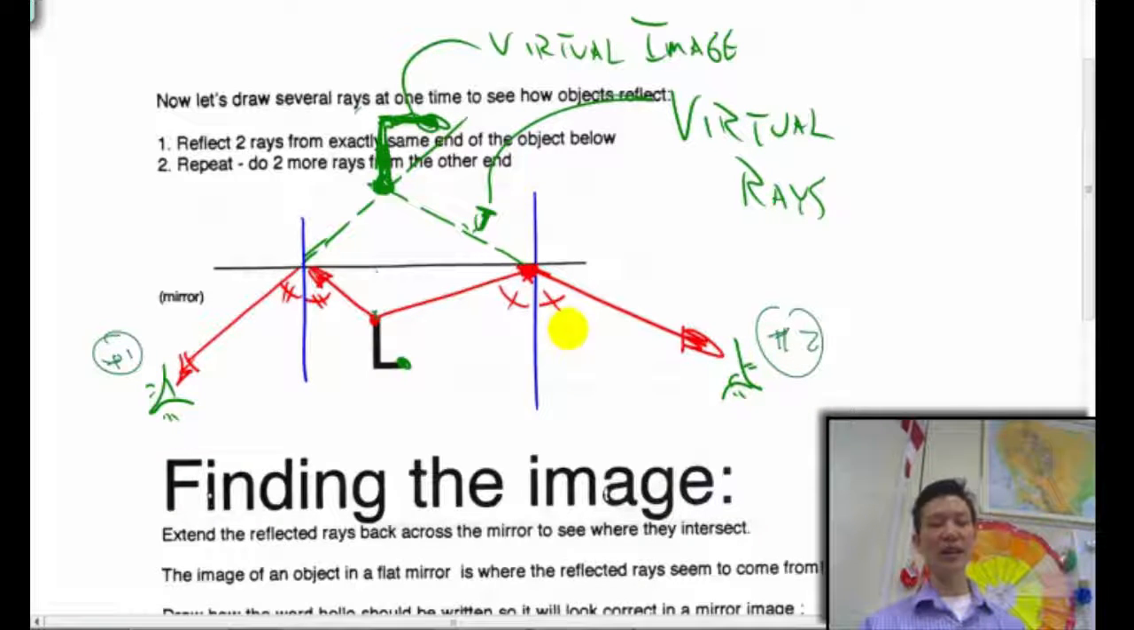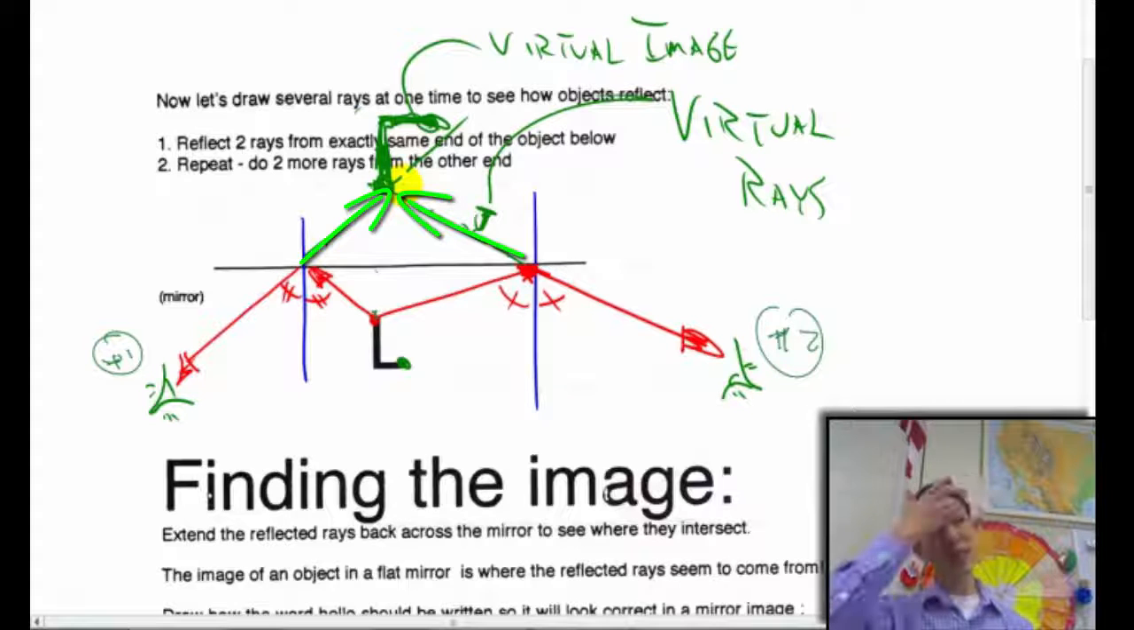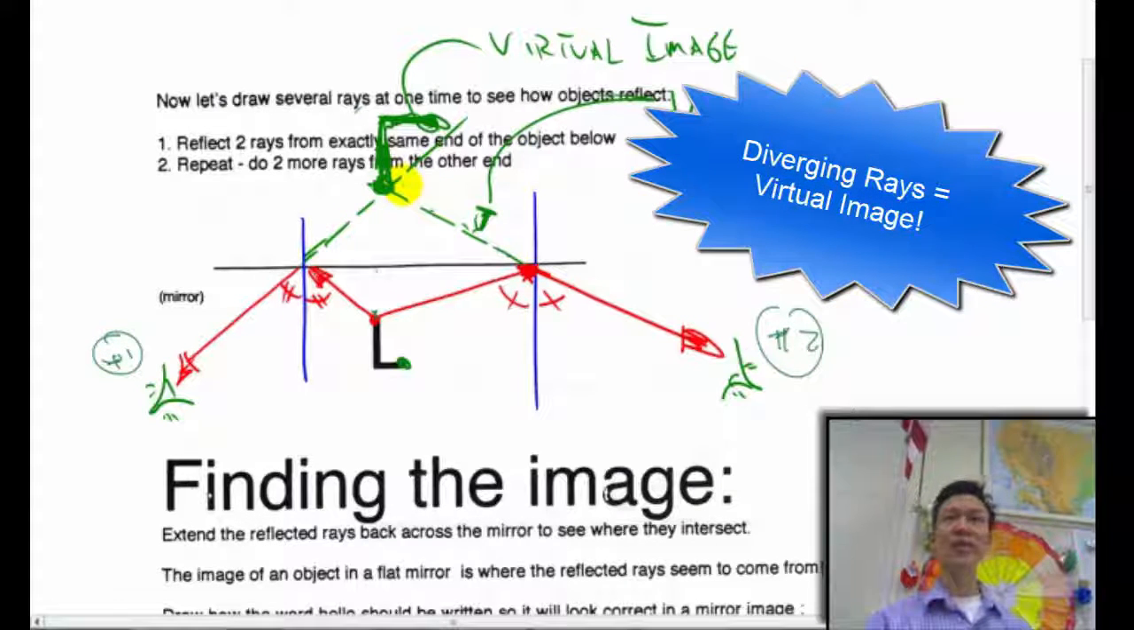In real life, your brain thinks that light always travels in a straight line. So you have to extend the reflected rays backwards behind the mirror. And because there is no light behind the mirror, make them dotted. Those are called virtual rays. Virtual means that they don't really exist. They appear to be coming from behind the mirror.